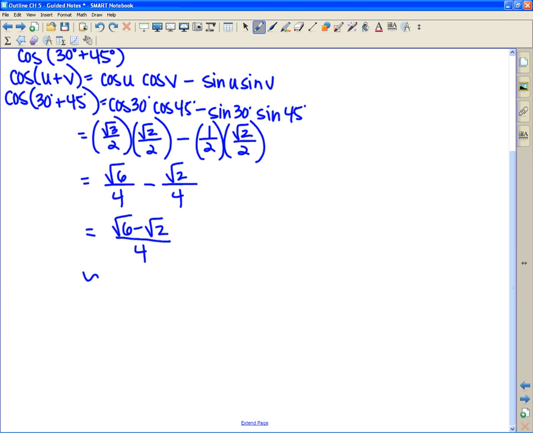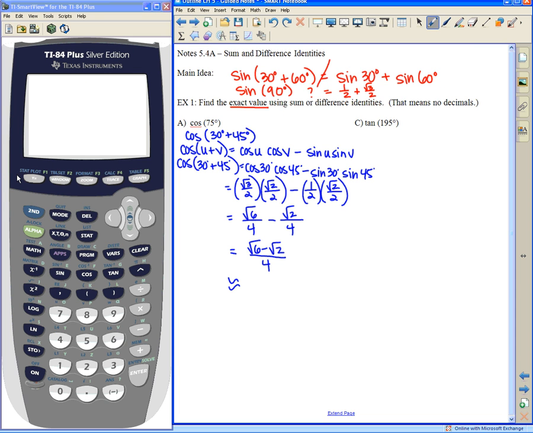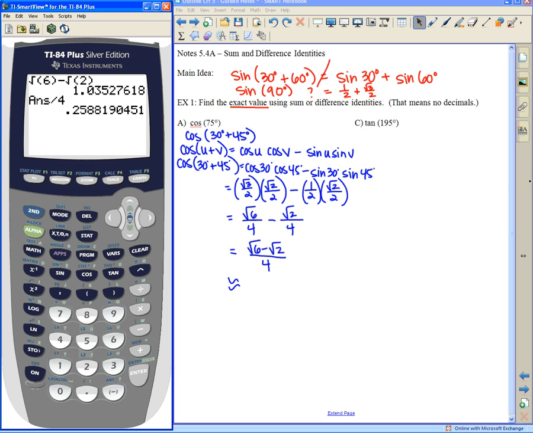Now, on your calculator, you can check, as long as you understand order of operations. So if you type in square root of 6, you have to close those parentheses, minus the square root of 2. You need to do all of that operation before dividing by 4. So you could have either put it in parentheses and typed in one whole problem, it is approximately 0.2588. So what we want to check is if the cosine of 75 is really approximately 0.2588.